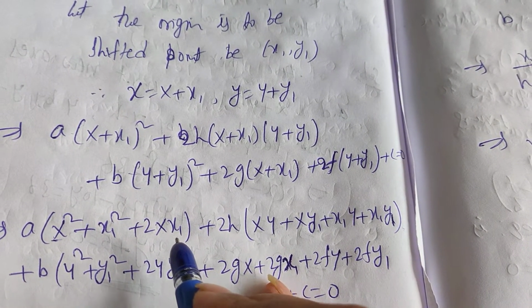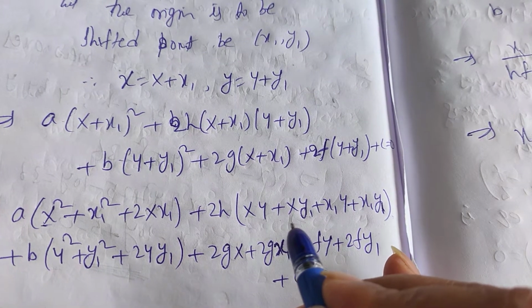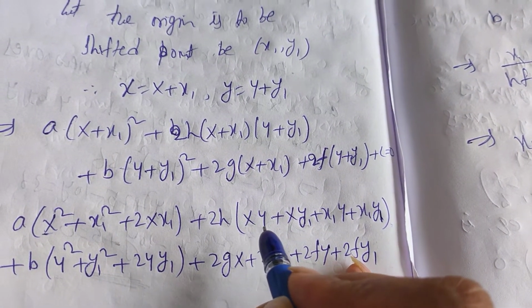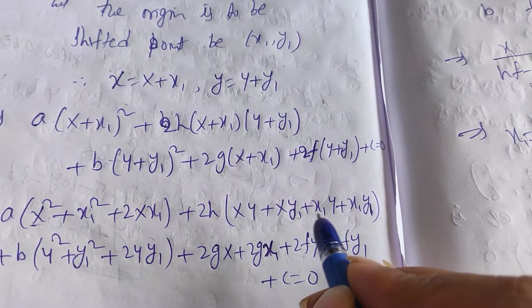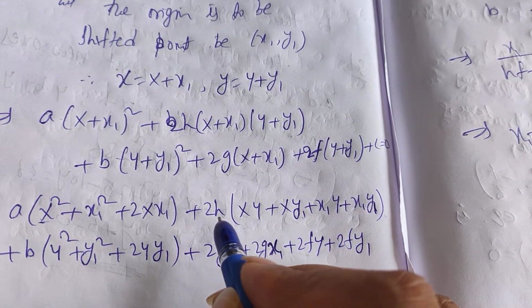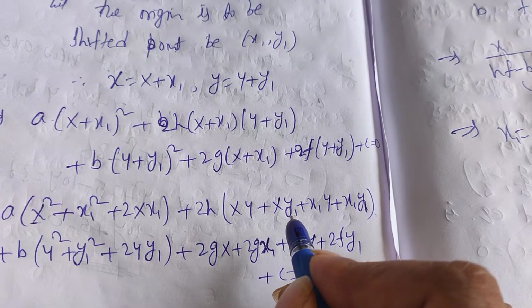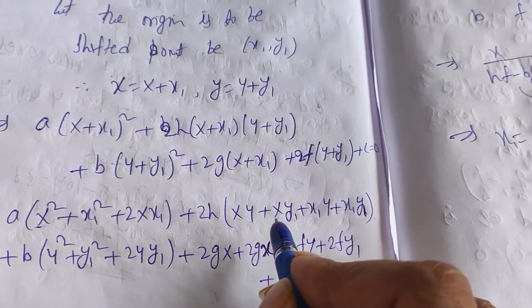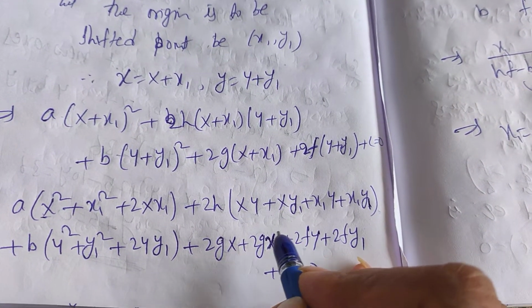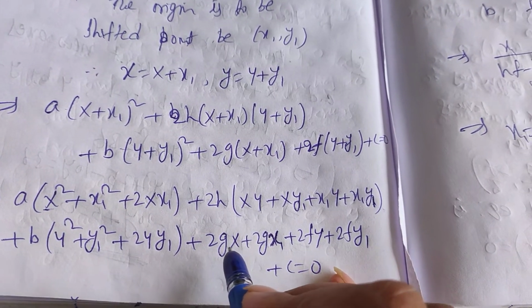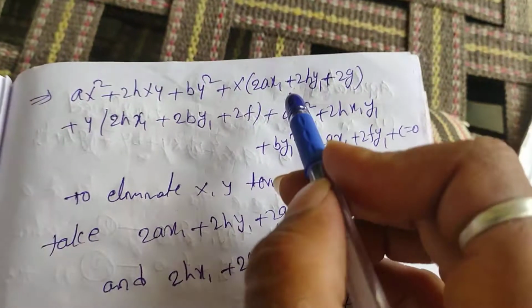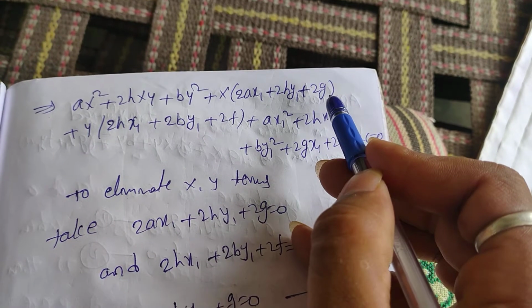Next, in x, we have 2ax1, then 2hy, where it is capital X. If 2hxy is already completed, only the capital X term remains, 2hy1. This is the term. After taking x common, we get 2ax1 plus 2hy1, and here we have one more term, plus 2g. So if you take x common, it is 2ax1 plus 2hy1 plus 2g.